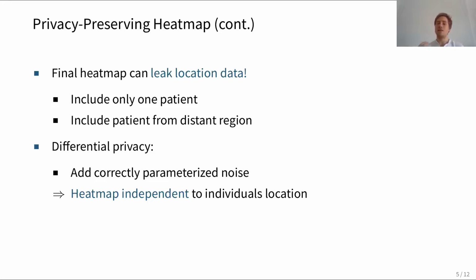For example, consider when the query consists of only one patient, or we have two patients from completely different regions in a country, then these location profiles of these patients are clearly visible on the final heat map. So in the paper, we propose to protect against this inherent leakage of this heat map by using differential privacy. And this basically works by adding some correctly parameterized noise to the output of the protocol. And this achieves that the heat map is statistically independent of the contribution of an individual.